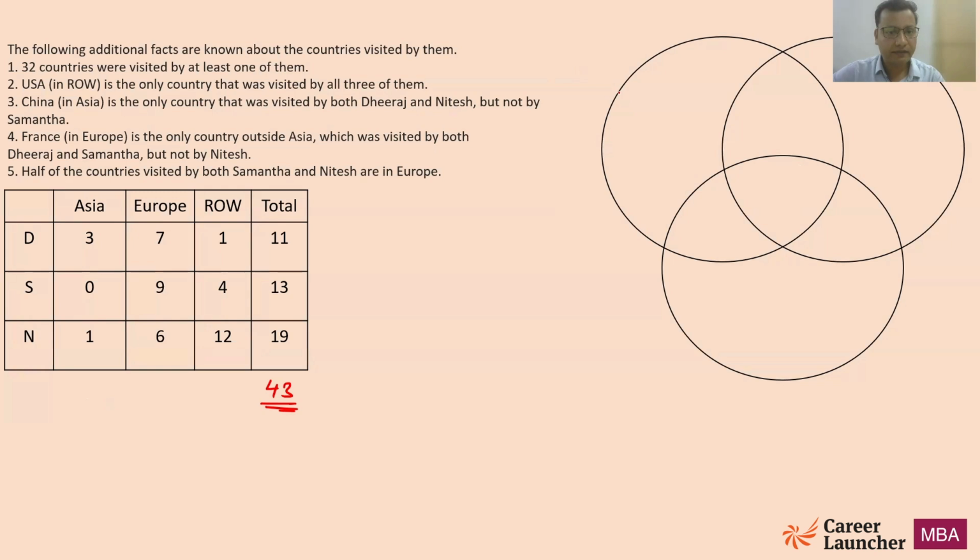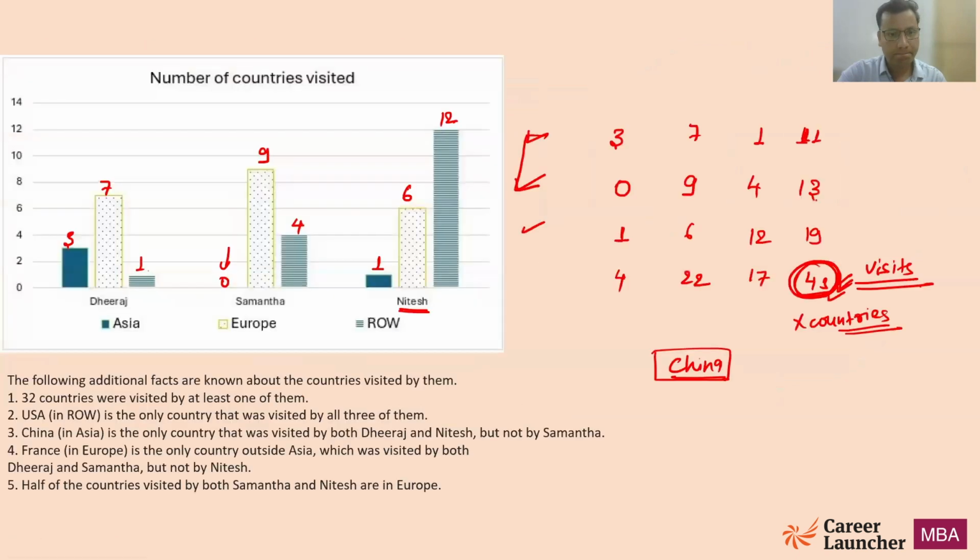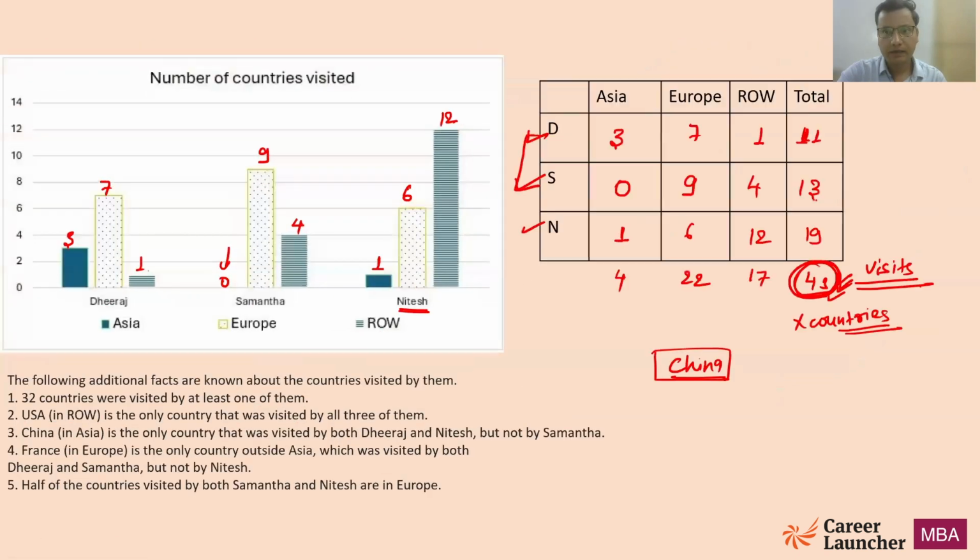Let's say this circle represents the countries visited by Dheeraj. This circle shows the countries visited by, let's say, Samantha, and this circle represents the countries visited by Nitesh. Let's look at this.